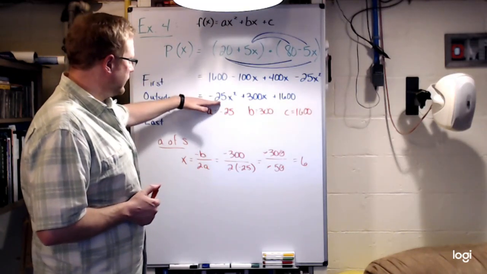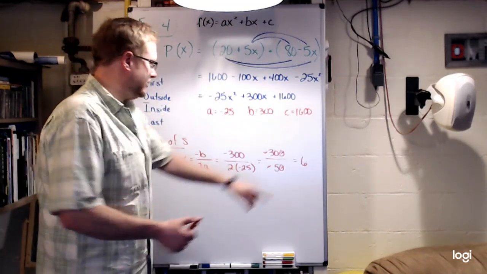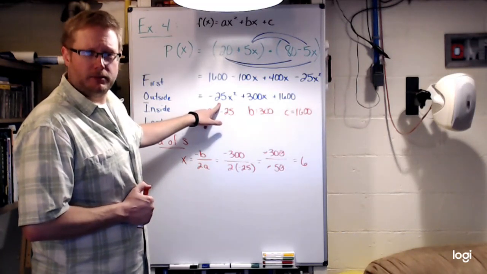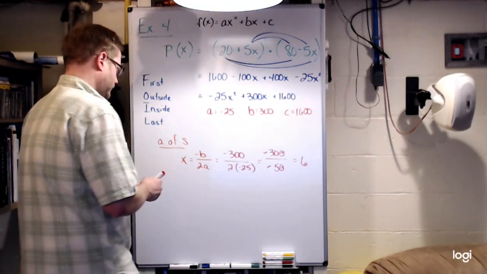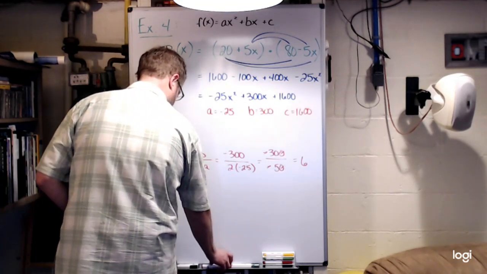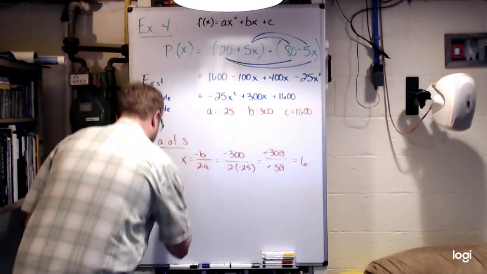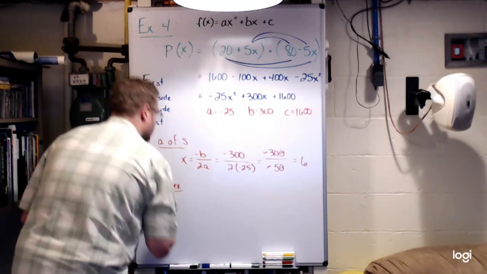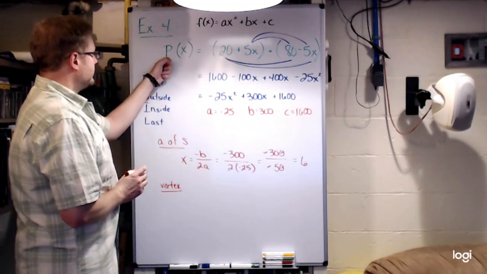Not this formula, I'm sorry, this formula right here. I'm going to take 6, plug it back into my function here. That will give me my maximum. All right? So watch this. That'll be my vertex. And so what is, well, let's say P of 6.